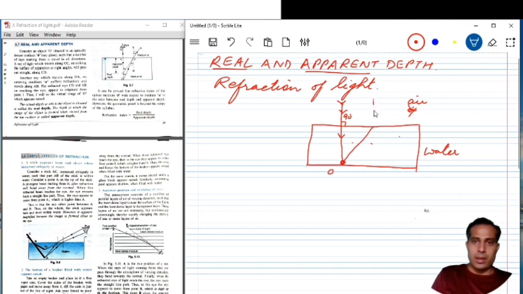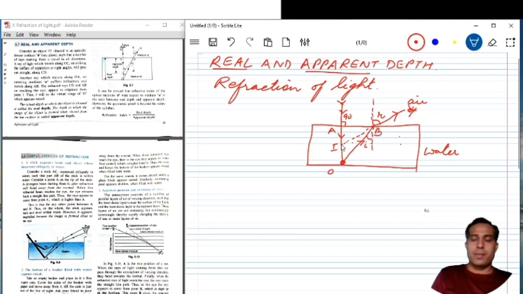And here again this will be the normal line. A ray of light will get refracted away from the normal, because it is traveling from a denser to a rarer medium. So this angle will be the angle I, and this angle will be the angle R. This ray seems to be coming from actually this point, that is point I. This point is A and this point is B.